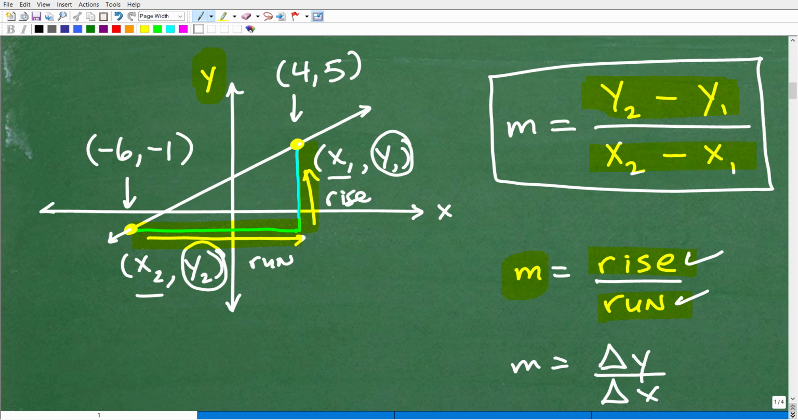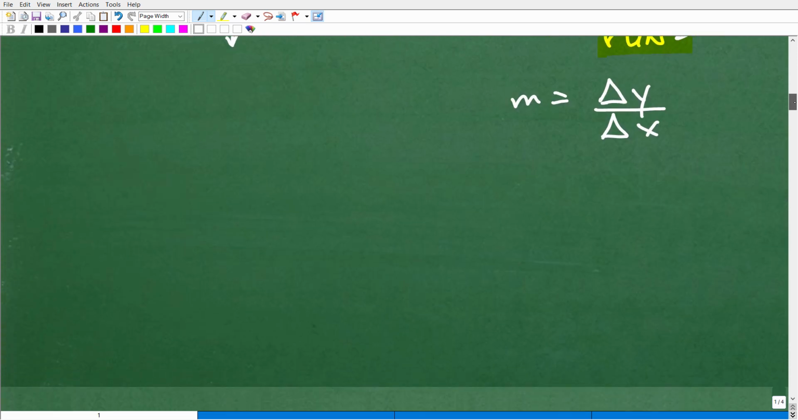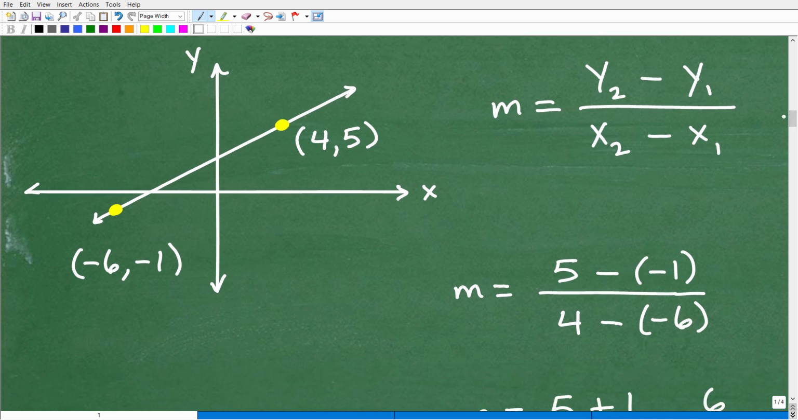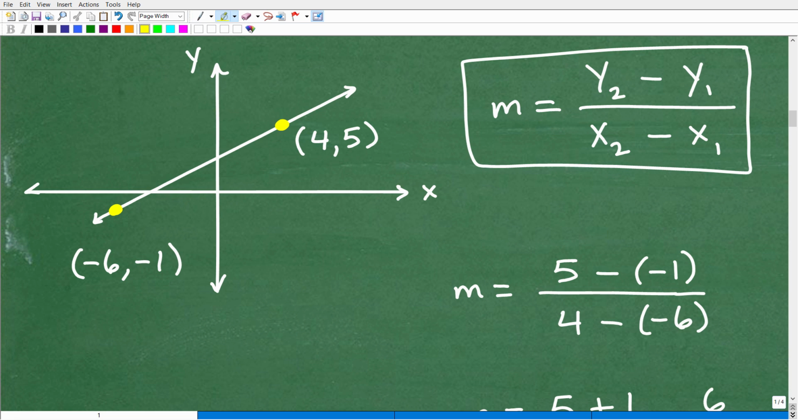But now let's go ahead and put this into practice, and we'll do an additional problem here. Let's say we want to find the slope of a line that passes through the points 4, 5 and -6, -1. I have my slope formula right here. So I want to find the differences of the y's.